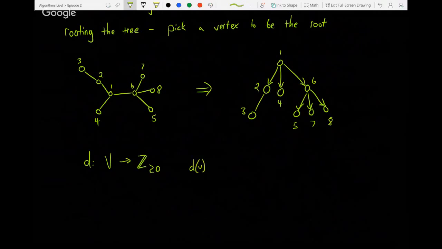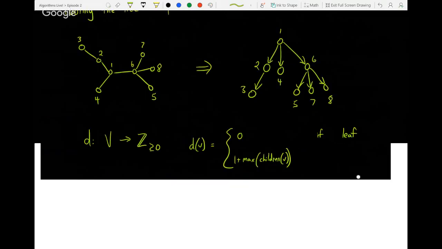So d of v is basically going to be one of two things. It's going to be 0 if vertex v is a leaf, in other words, it has out degree of 0 going down. So it's got no children, then it's a leaf. These are all leaves that I'm circling here. The other case is I look at all my children and I look at the max depth. So let's move this over here.